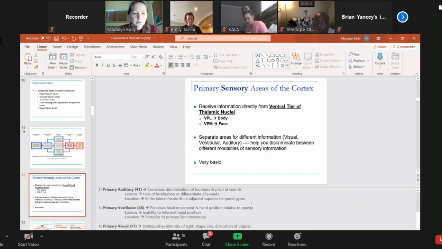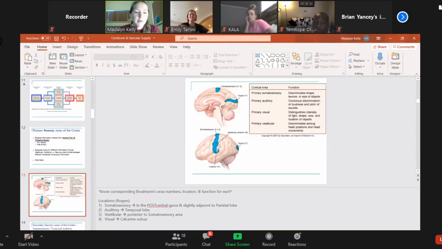Primary visual, it distinguishes intensity of light, shape, size, and location of objects. Visual gives us the sensory information from the retina. Now these, we have to know the location and the number, as well as what they do. My location on this slide is a little bit more in depth. This is what she actually said in the Panopto video. So I put that over there because I don't know if she wants to be as specific as I had in the book.